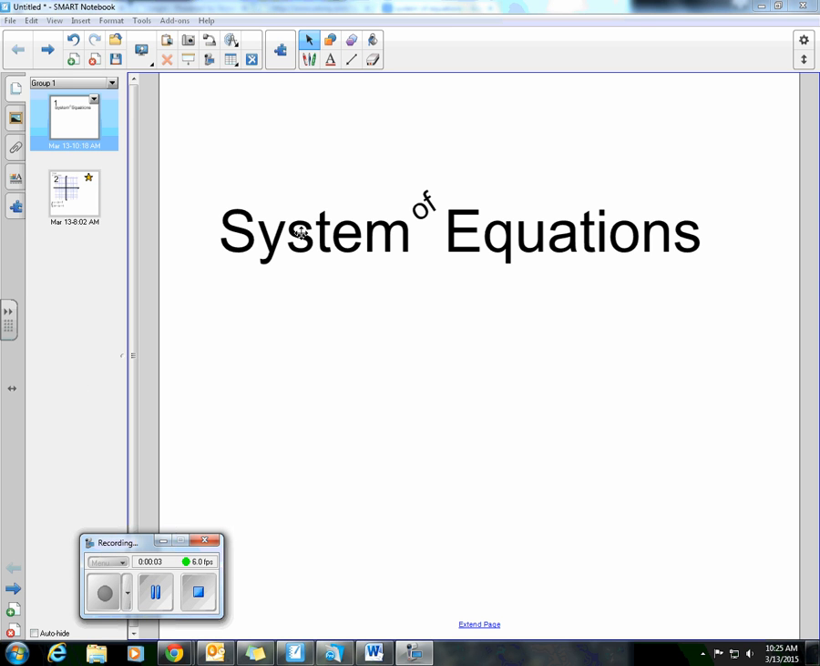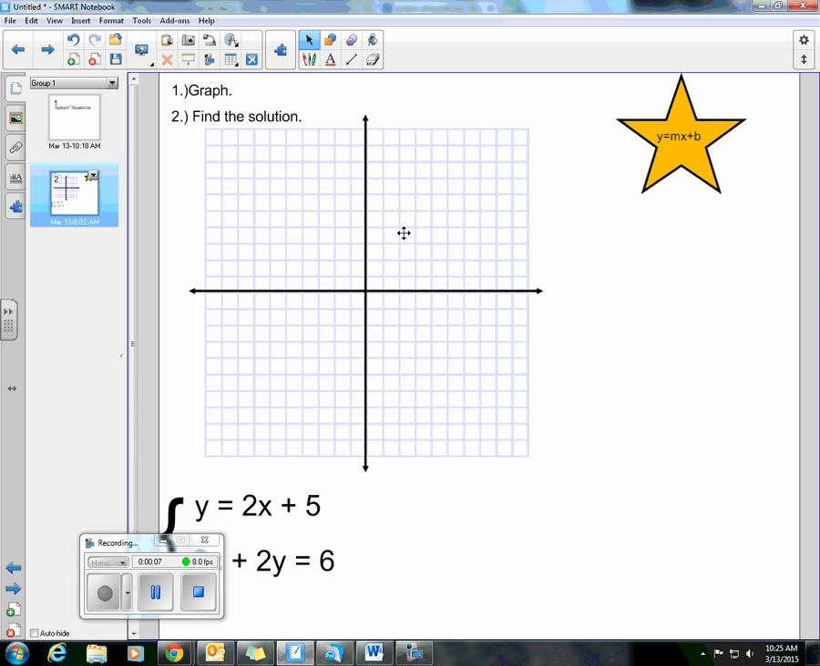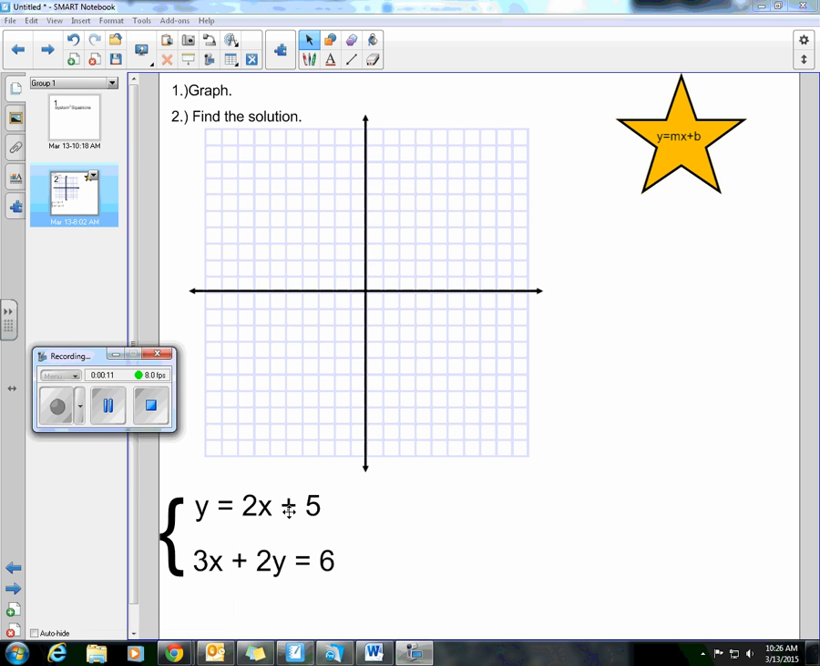Hello, I'm going to help you with solving system of equations. The first one that we're going to do has the equation y equals 2x plus 5 and then 3x plus 2y equals 6. So the first thing we're going to do is graph those lines, label them, and then find the solution where they cross or meet.